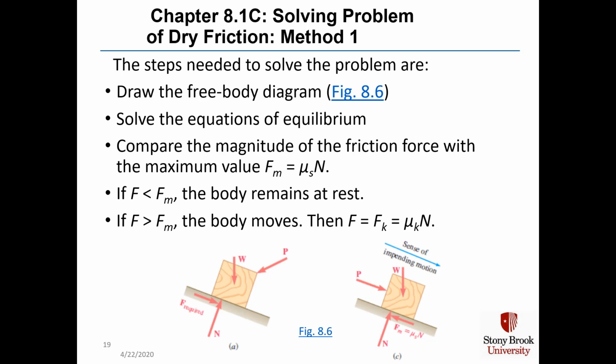In order to solve these problems, you draw the free body diagram shown in figure 8.6 below, and you solve the equations of equilibrium, and you compare the magnitude of the friction force F with its maximum value, F sub m, which is equal to mu sub s times N. And if the force is less than the maximum value, the body will remain at rest. But if the force is greater than the maximum value, then the body will move, and then the new frictional force is mu sub k times N.